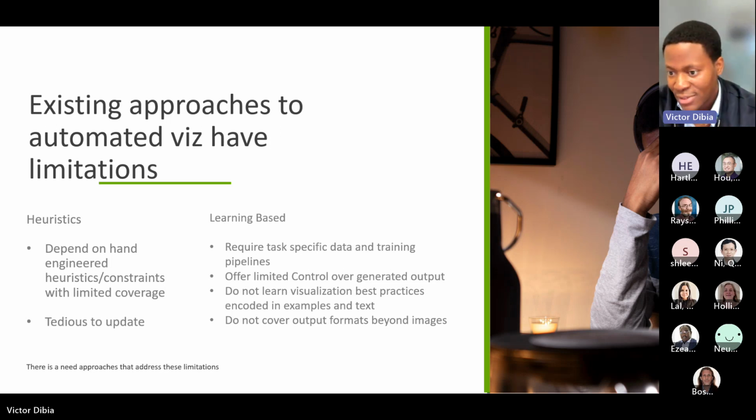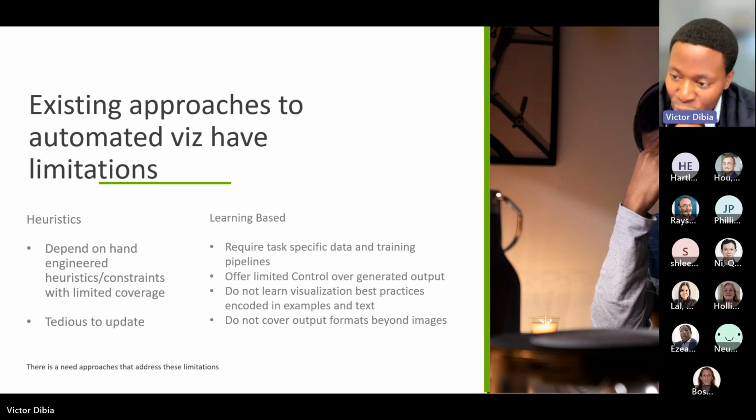However, most of the existing approaches do have limitations. For example, some approaches, in papers like Voyager and Draco, which are papers from the visualization domain, depend on handcrafted heuristics, so rules. For example, they might look at the fields and figure out: is this categorical, is this continuous? Based on these rules, they map that to some visualization that might make sense for the data. The challenge is that these rules might not have good coverage, and also they might be tedious to update.